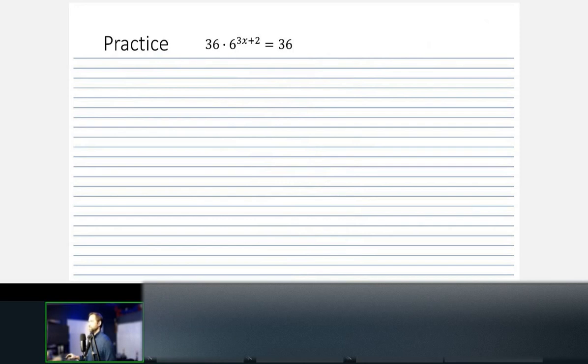Let's see. We got two more. Let's do that. This one looks harder. This one looks super, super easy. Everyone do this one. Let's do 2.5 minutes, see what you can do. Ready, go.